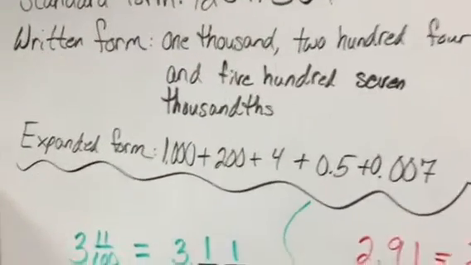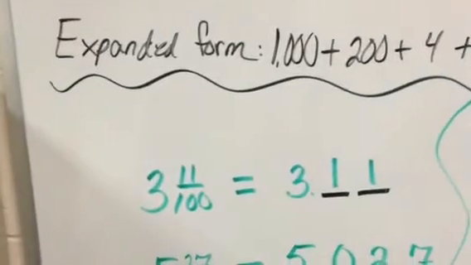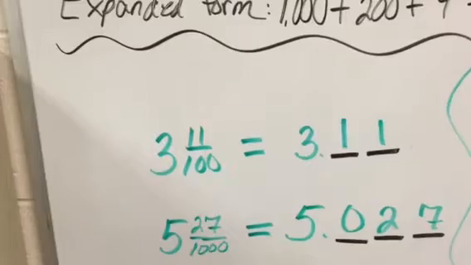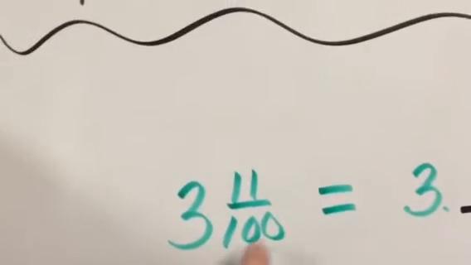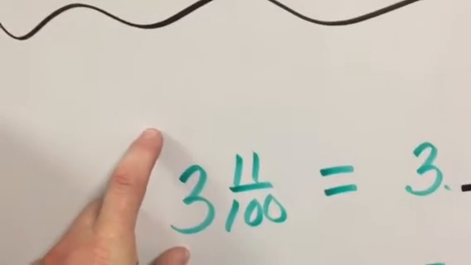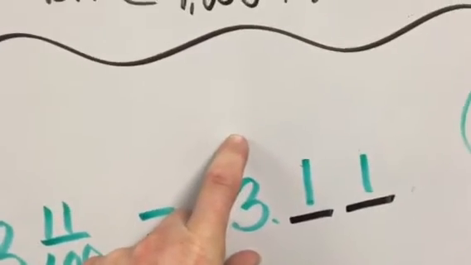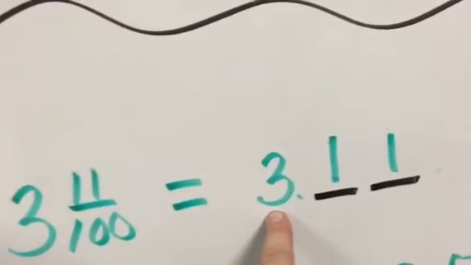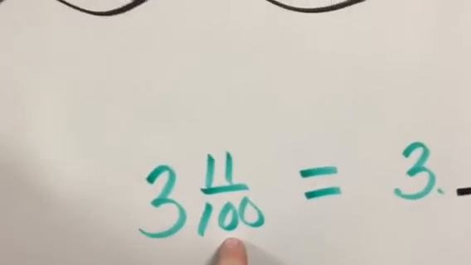Let's move on to the next section. Down here, we're going to convert mixed numbers and fractions into decimals. So let's start here. We have 3 and 11 hundredths. The first thing we do is we take our whole number and we move it over here. That's the only number that's going to be on the left side of the decimal point, right here. And then we have hundredths.